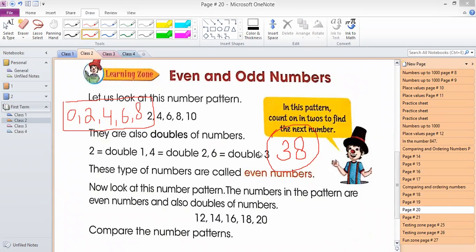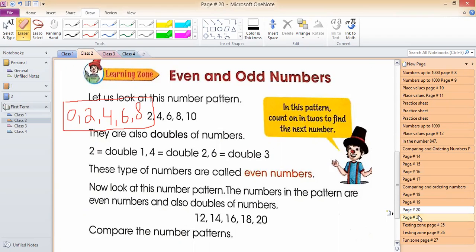Exactly, guys. 38 is even number. How do you know? Because 8 is the last digit and 8 comes in the table of 2. That's why 38 is even number. Because if the last digit is 0, 2, 4, 6, or 8, then it will be even number.